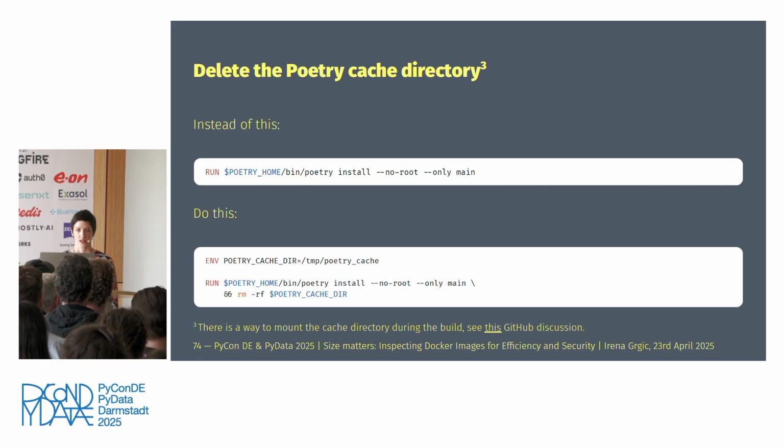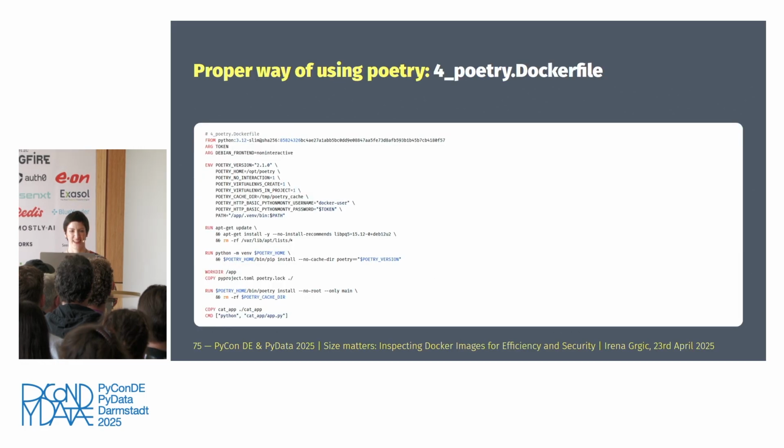Great. Another one, nice to have. Same as we deleted the pip cache, you can also delete the poetry cache, which saves some space. There is a way to mount it, which, unfortunately, we don't have time to do today, but it's a bit complex. So, yeah, you can just delete it. Great. So this is what we changed.